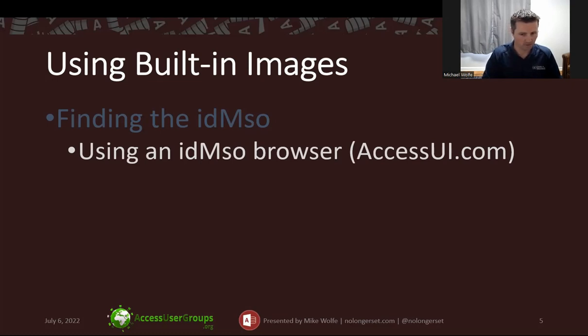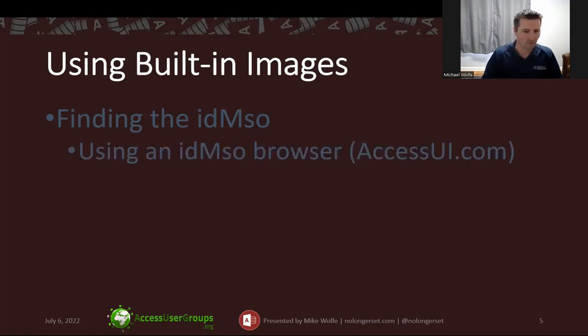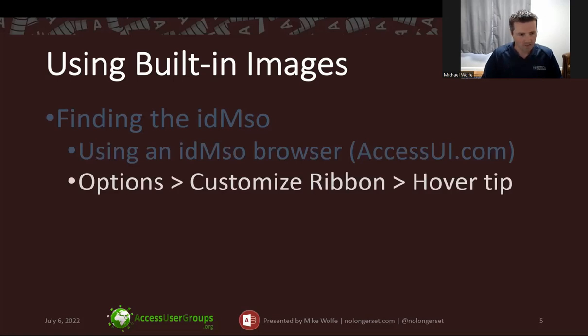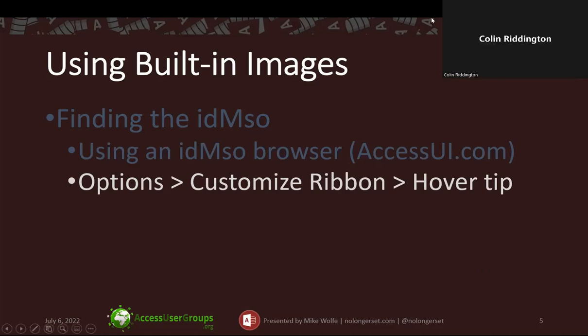I was looking last night at Kevin Bell, who has AccessUI.com. He has a ribbon and tree builder in there, and that has a gallery built in. I know Philip Stiefel at one point had a PDF available where he went through and exported all of those icon images along with the ID MSOs that go with them. Another way that you can find these is to go into customize the ribbon and then hover over the icon that you want to see.